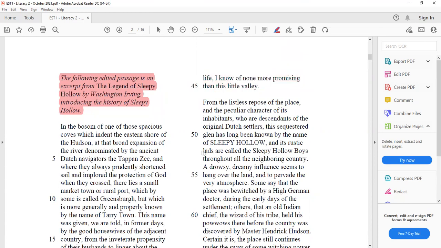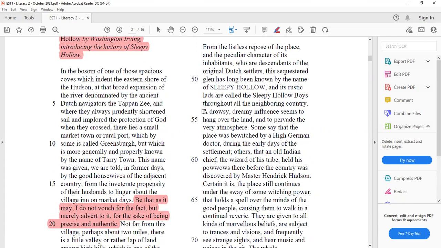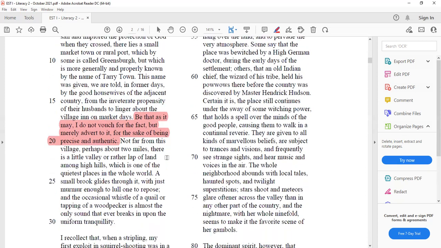The last one from 54 to 56, from "drowsy" till "atmosphere." A drowsy, dreamy influence. Again, we have an adjective, but it's not describing the narrator. It describes the influence, the effect, that seems to hang over the land and to pervade the very atmosphere. It is not the answer, mister. So now we know that the only one that's suitable is B, be that as it may.